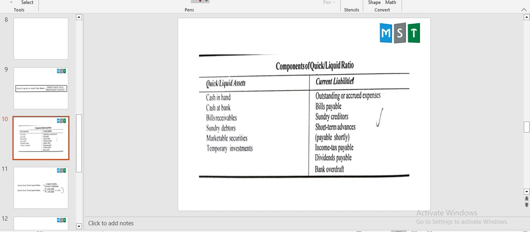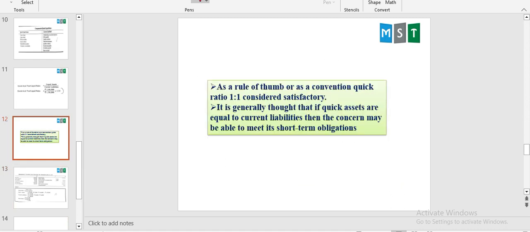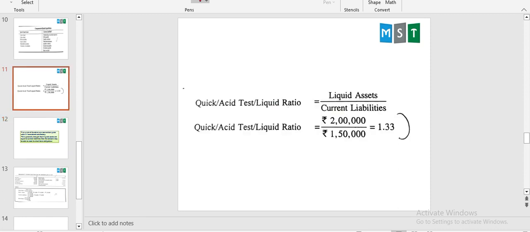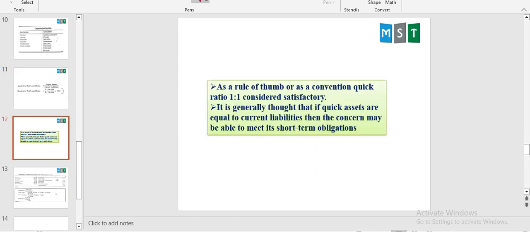See, for example, in this illustration, they have given cash in hand, cash at bank, bills receivable, sundry debtors, marketable securities, temporary investment, outstanding. All these things they have given. On this, you have to calculate the acid test ratio. So this is very simple. You have to add all the liquid assets and all the current liabilities. When you divide it, you will get that ratio. Now it comes to 1.33, which is sufficient because it is more than 1:1.